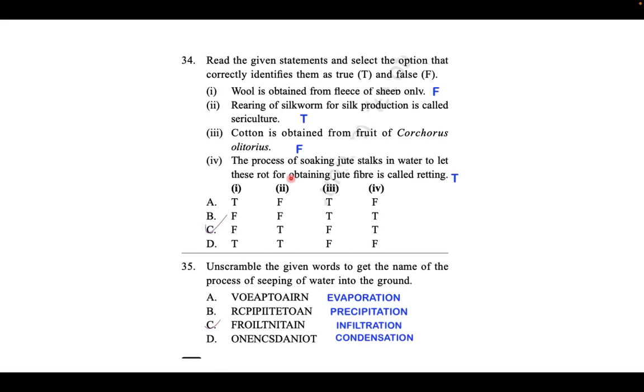Wool is obtained from the fleece of sheep and some other animals like goat, yak, rabbit, etc. Cotton is obtained from Gossypium hirsutum.